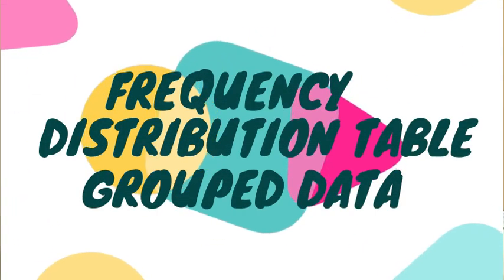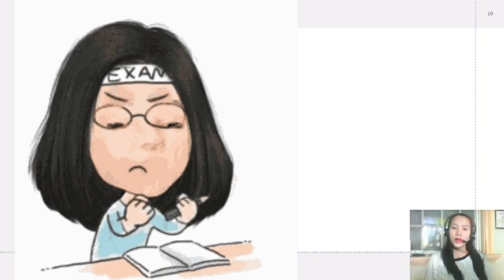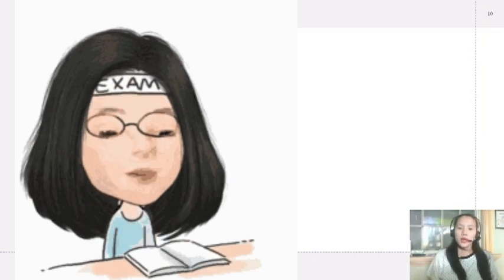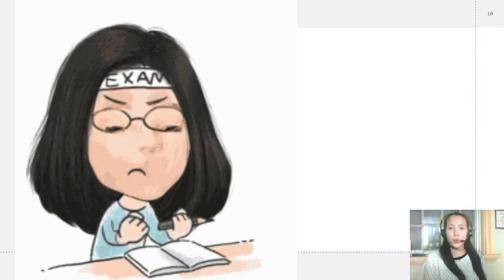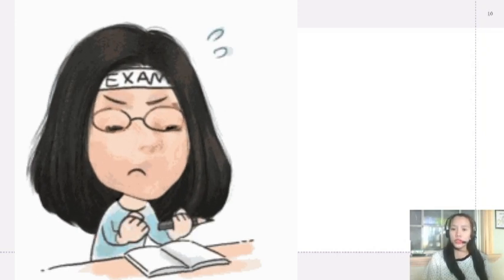Making the frequency distribution table for grouped data. So this one is a bit more confusing, a bit more challenging, so I hope that you will take note of the steps. For our example, let us say you have a list of IQ scores for the gifted classroom in Ginsai Elementary School.